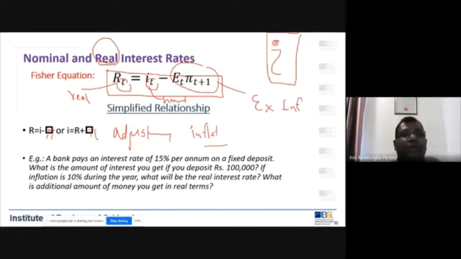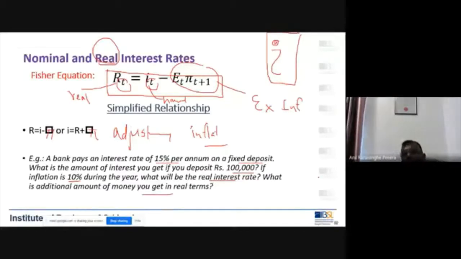Now here I have an example. A bank pays an interest rate of 15% per annum on an FD. The question asks, what is the amount of interest if you deposit 100,000? Second question, if your inflation is 10% during the year, what is the real interest rate? Third question, what is the additional amount of money you get in real terms?